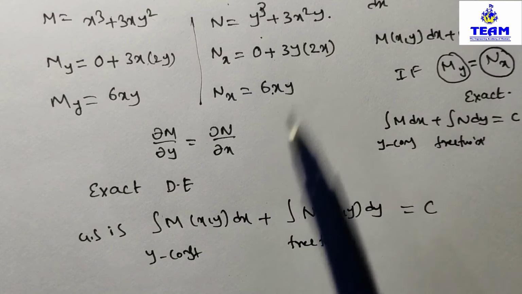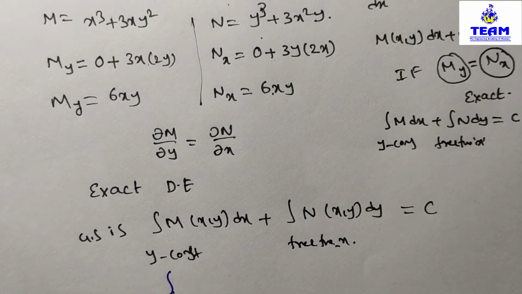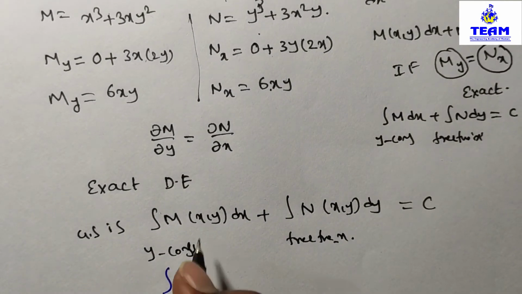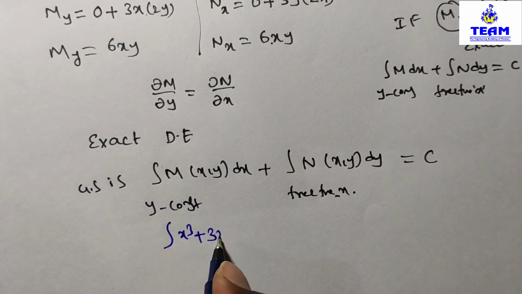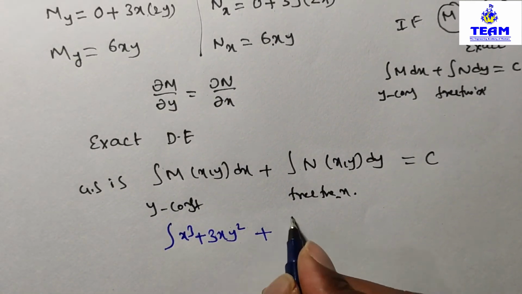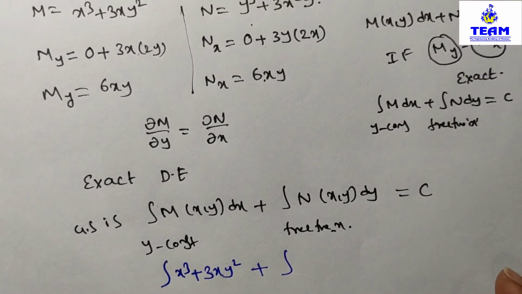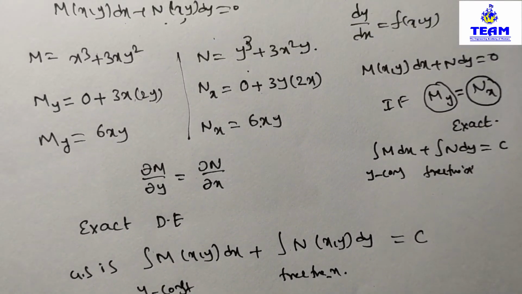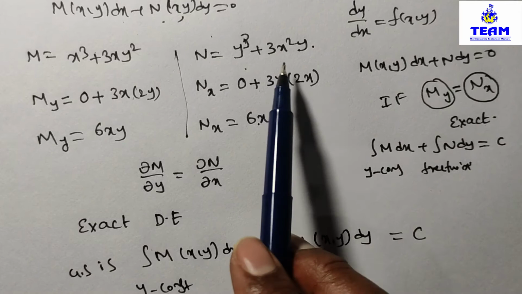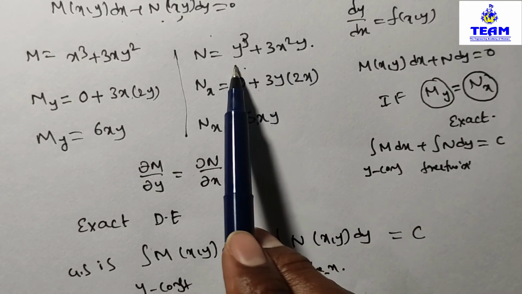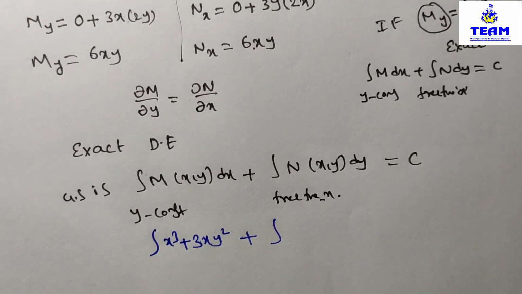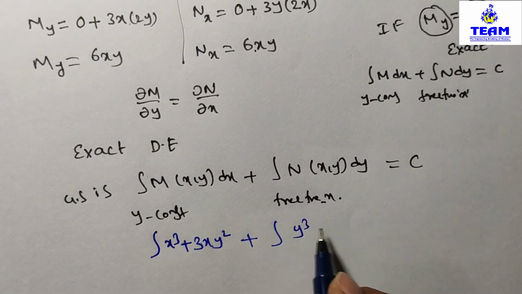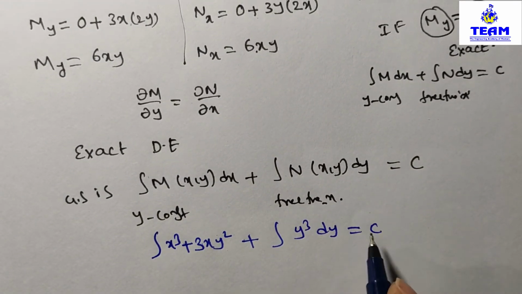y cube plus 3xy square. Now we are writing the integral of M, that is x cube plus 3xy square, plus the integral of N. While writing N, remember, free from x terms. We are not taking any x term. This is containing an x term. So what about the remaining term in N? y cube alone. Okay, y cube only. So write down y cube into dy, which is equal to c.